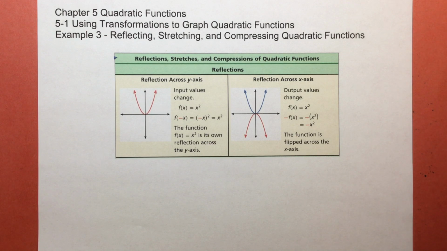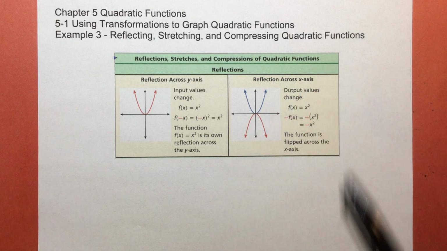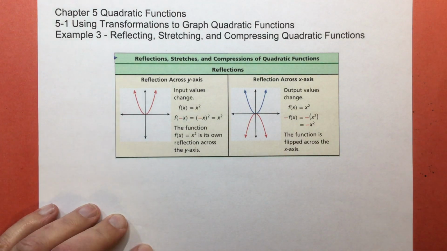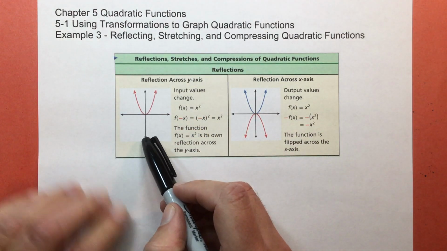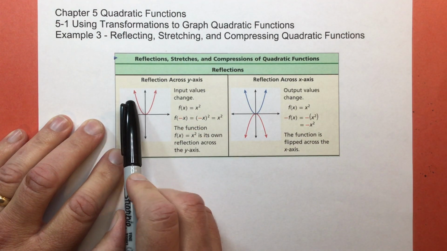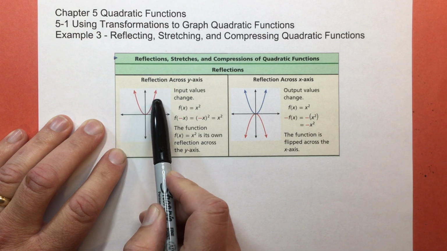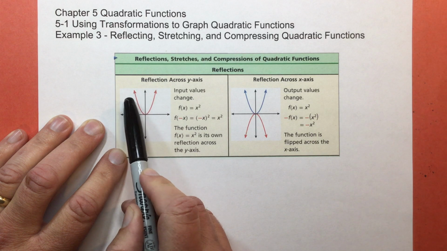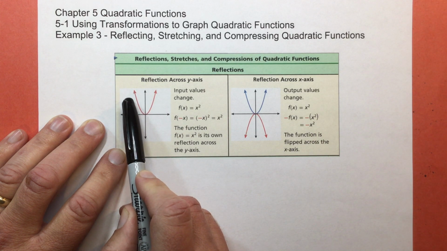As with all transformations, the mirrors are going to be the x and y axis. You're either going to reflect across the y-axis or reflect across the x-axis. Let's start with this one. If the mirror is the y-axis, that means anything on the left is going to flip over and get reflected on the right side. And anything on the right is going to flip over the axis and be graphed on the left side.